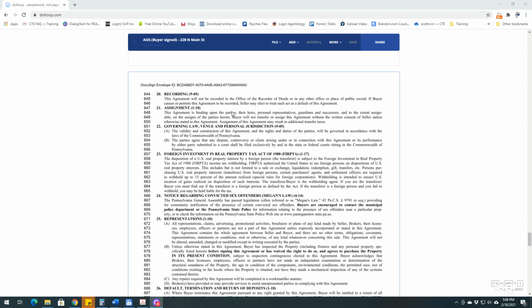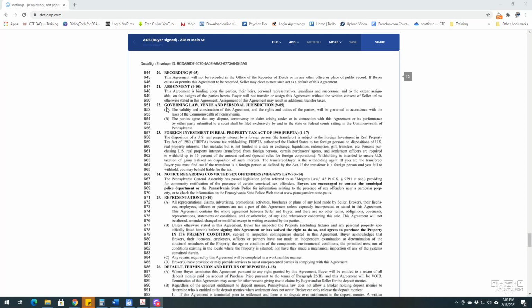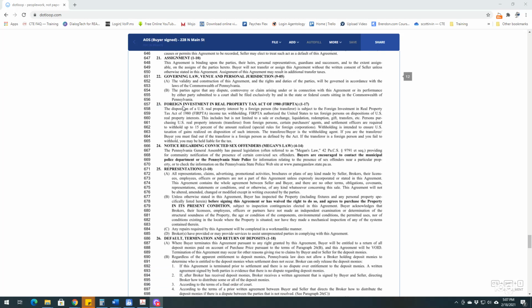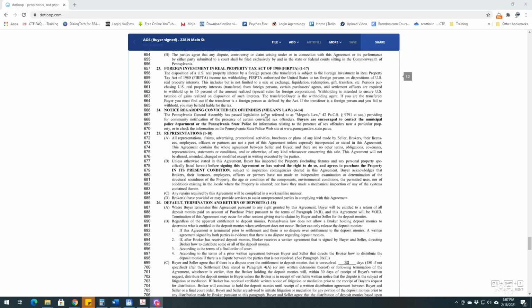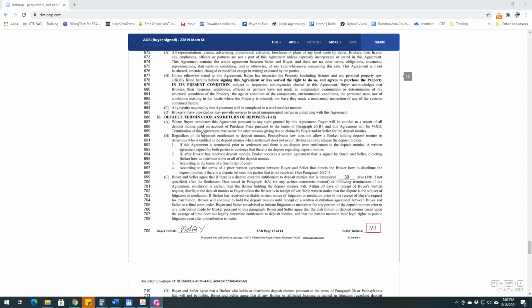Assignment states here that it's binding upon their personal heirs and representatives. Governing law just says that if this deal were to go to a lawsuit, the lawsuit must occur within this jurisdiction where the contract is. They can't be sued out of state. 23 talks about the Foreign Investment in Real Property Tax Act of 1980. 24, this just talks about convicted sex offenders. If the buyer would like to check, they can go to the Pennsylvania State Police website and see if there are any convicted sex offenders in the area they're buying the house. 25 is standard representations.